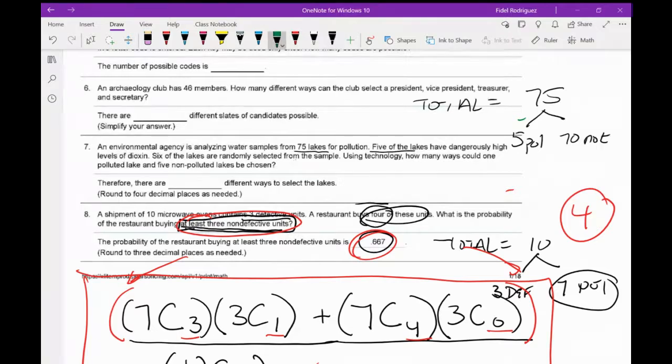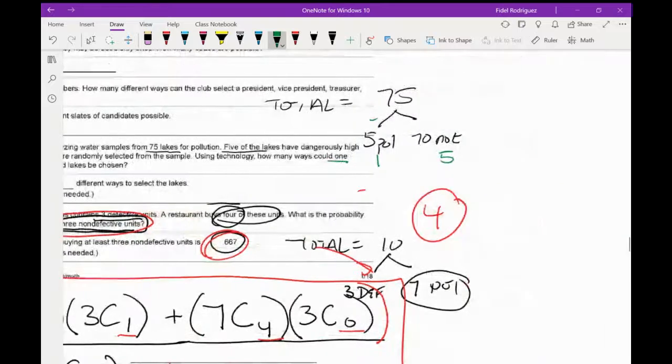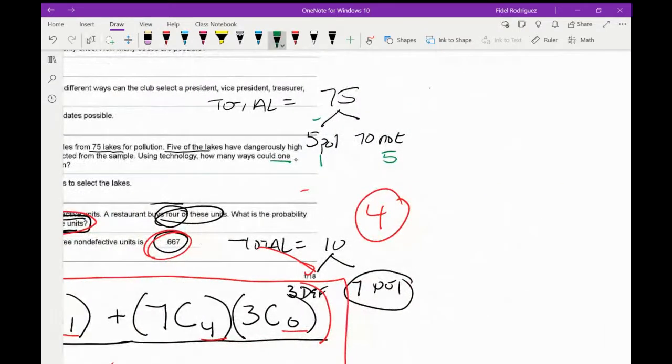Now, second part is we're going to choose 6 lakes that are randomly selected from the sample. So we want to have a total of 6. Using technology, how many ways could one polluted lake, so we want 1 of them from here and 5 from here. So the way I'm going to do that part, guys, is on my calculator, I'm going to go 5 choose 1, and 70 choose 5, right?